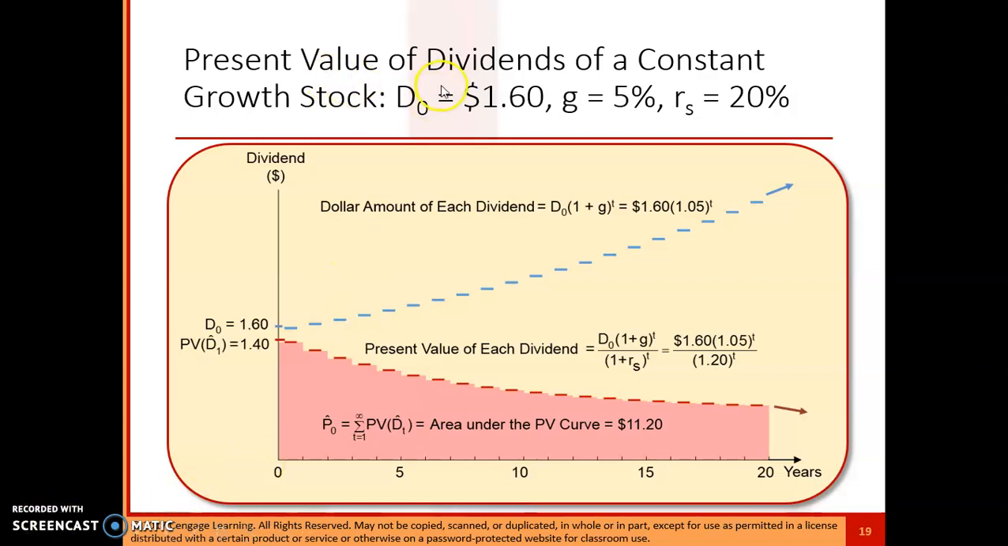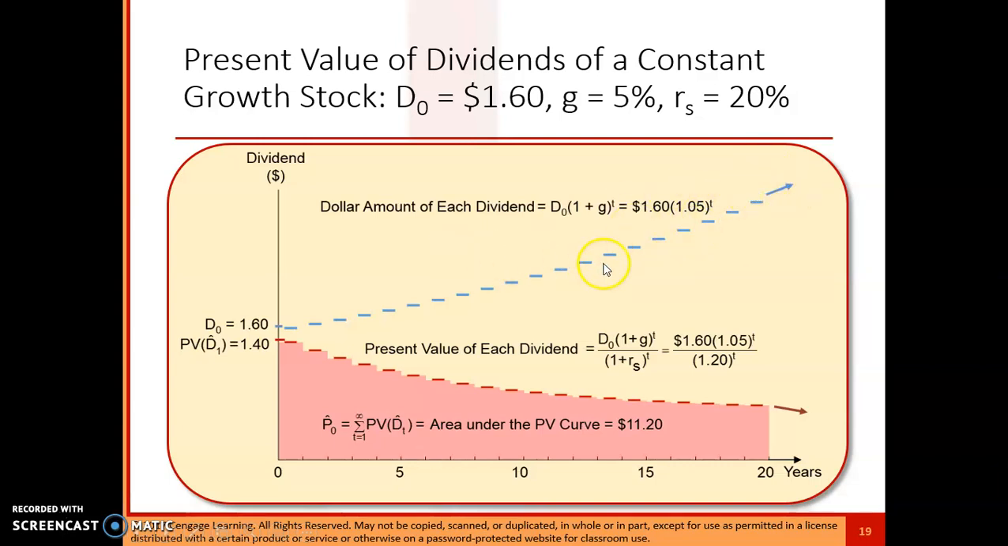Okay. Present value of dividends of a constant growth stock. So we have a stock that, in the vernacular of your homework problems, just paid a dividend of $1.60. Those dividends are expected to grow at 5%, and investors require a 20% rate of return on the stock. So this is a dividend. The dividend is going to grow at 5%, so it's going to go up every year.